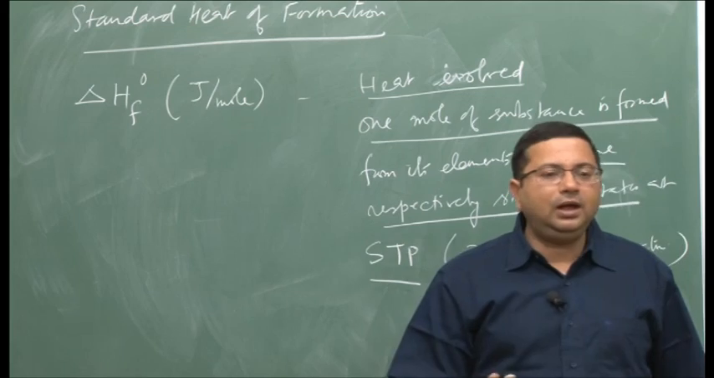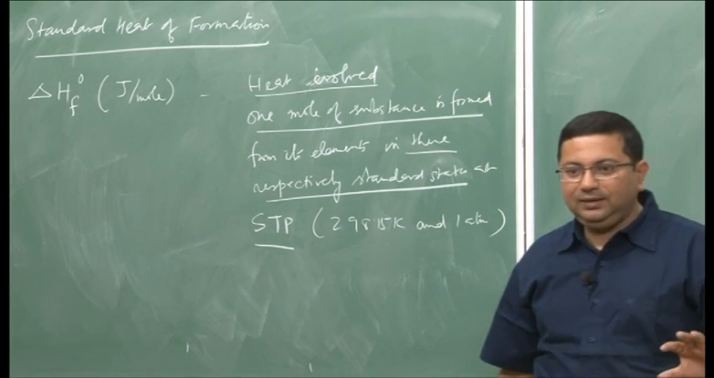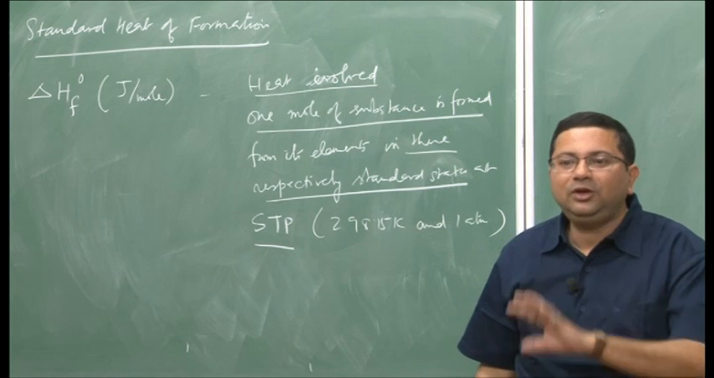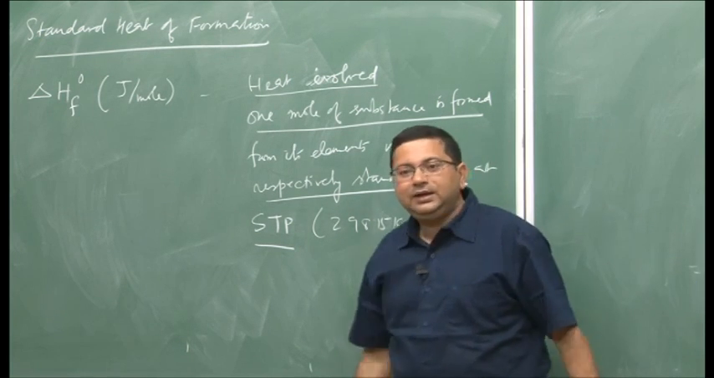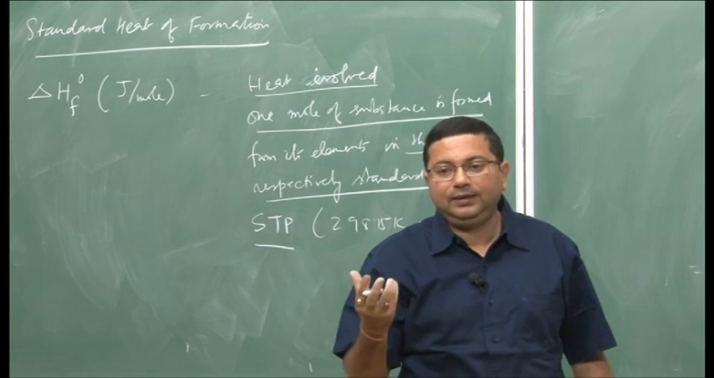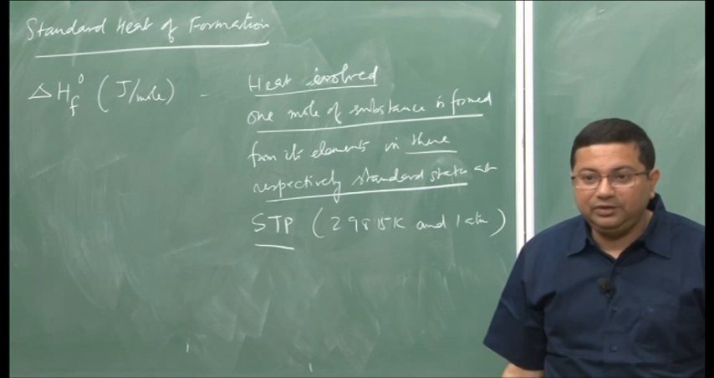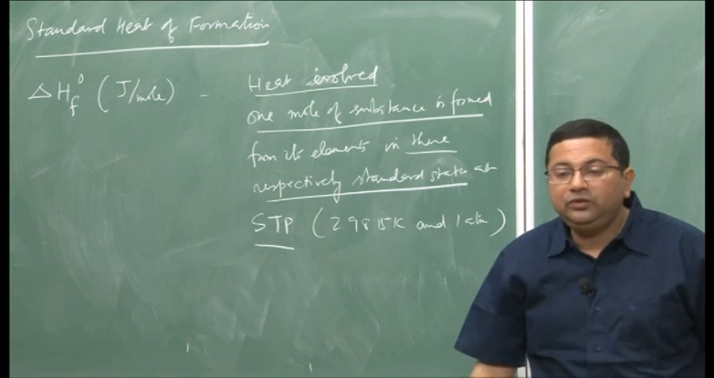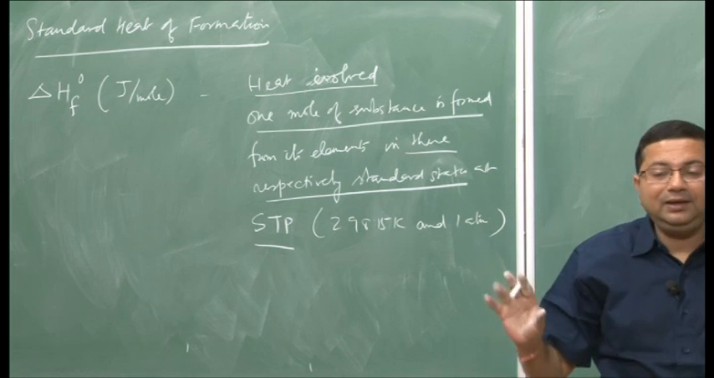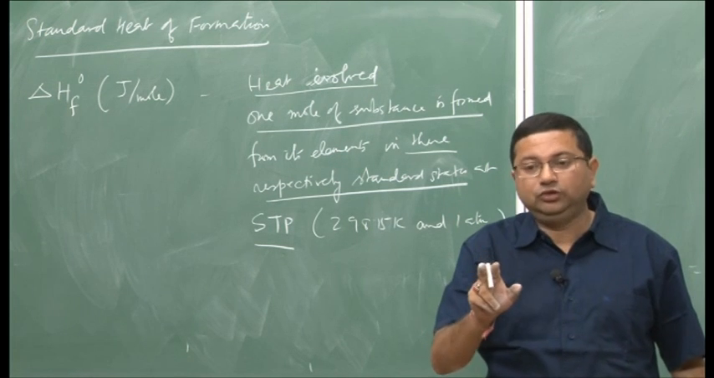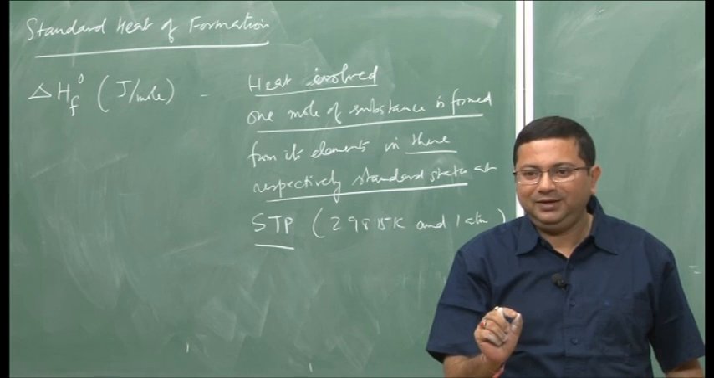You know that anything can have 3 phases. It can be gas, it can be liquid, it can be solid. When we say the respective standard state, it means that species, what is its natural state at standard temperature and pressure? For example, let us say hydrogen. Hydrogen appears in its natural state as hydrogen molecule H2, in gaseous form.